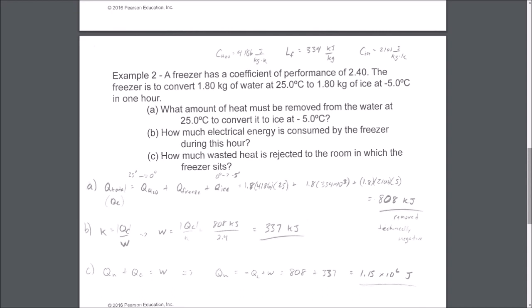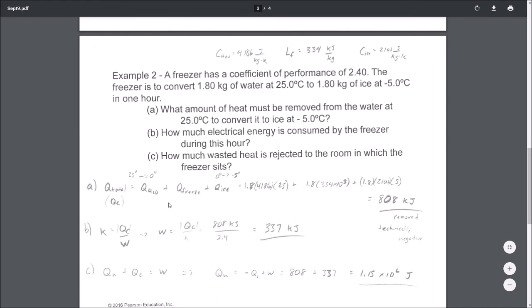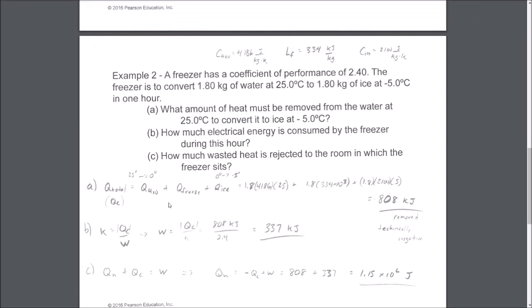The freezer is to convert 1.8 kilograms of water at 25 C into ice at -5 C in 1 hour. What amount of heat must be removed from the water to convert it? All right, so that is a specific heat problem. In part A down here, there are 3 parts to that. You have to cool the water down to 0, then you have to freeze it, and once it's frozen, you bring it down to -5. It happens in these steps.